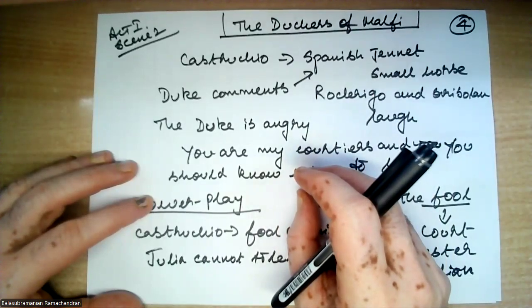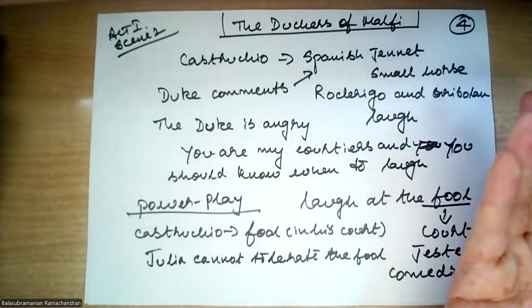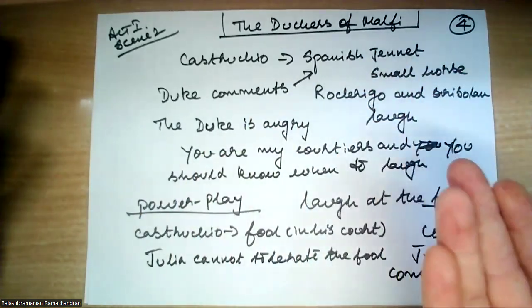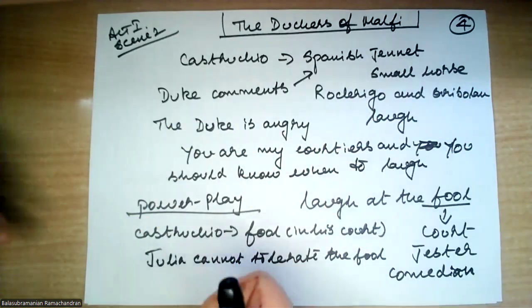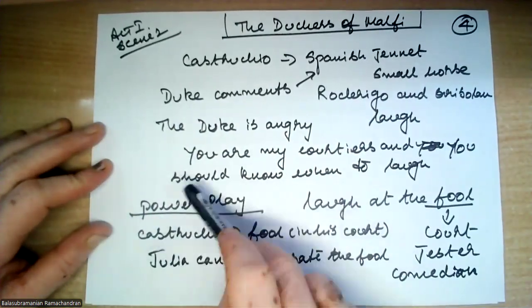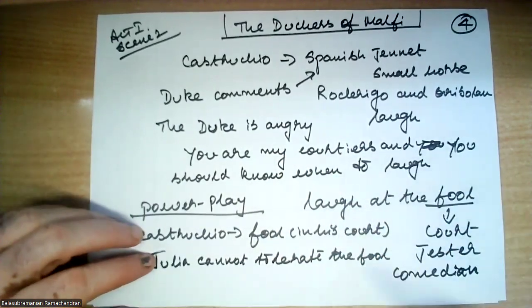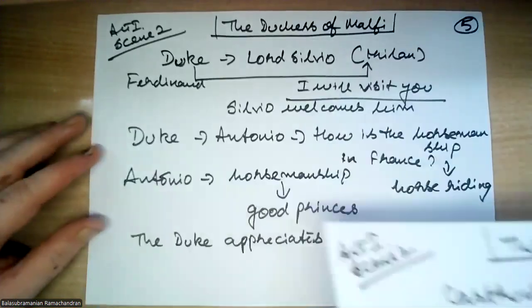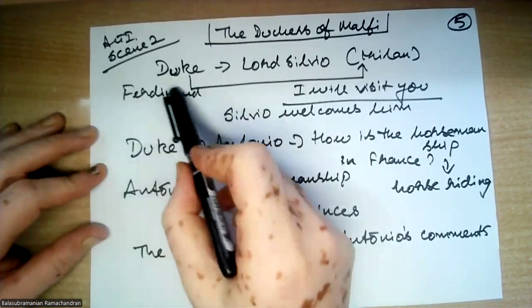And then the Duke makes a comment, and immediately Rodrigo and Grisolan laugh. The Duke is unhappy about these people laughing. And then there is a sort of power play where he says, look, you should not laugh unnecessarily. You should laugh only at the fool who is in court. And then again, there is a comment about the fool. And the topic again changes.